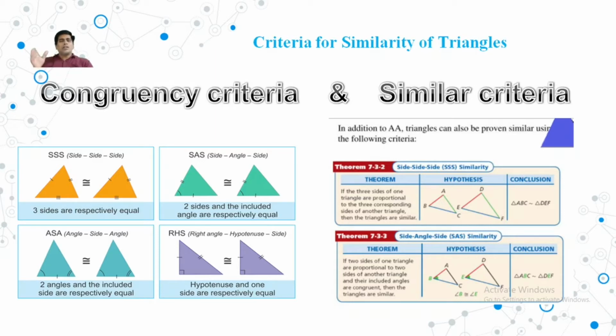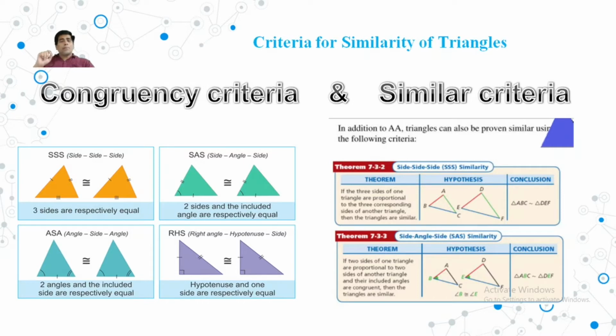Come to the similarity criteria. We have only 3 criteria. One is the angle criteria, one is the SSS criteria, and the other one is the SAS criteria: 2 sides and the included angle respectively equal to 2 sides and the included angle in the other triangle, then the two triangles are similar. So don't be confused here. In congruency we have 5 types of criteria. In similarity we have 3 types of criteria.